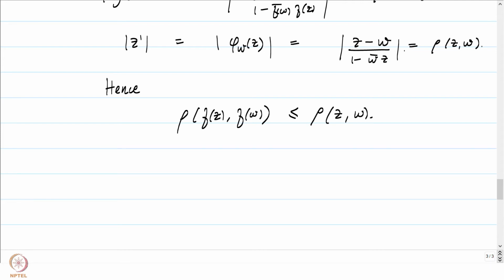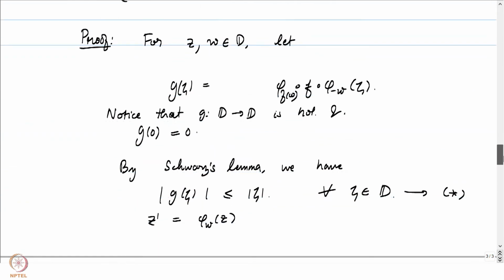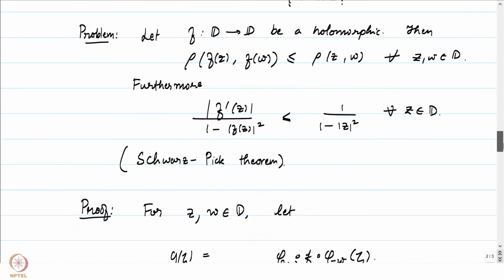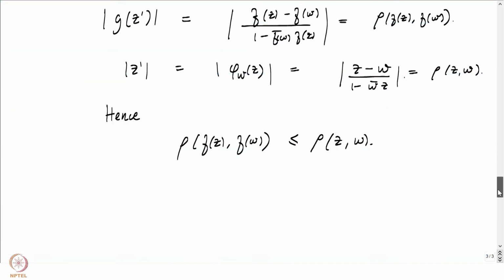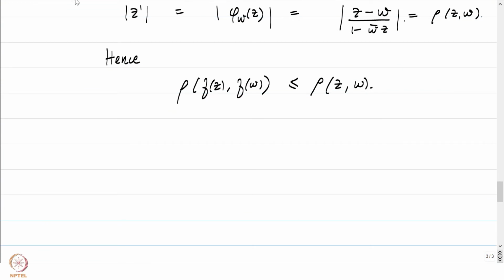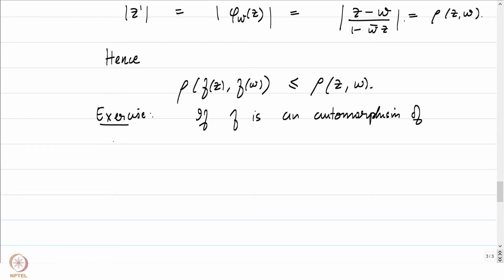So the moment we have a holomorphic self map f of the unit disk, it satisfies this inequality with respect to rho. So it's a good exercise to sit down and conclude that if f is an automorphism of D, then the above inequality is an equality.